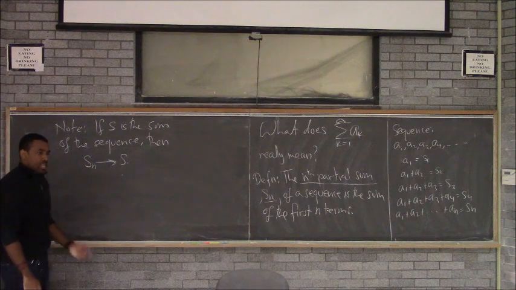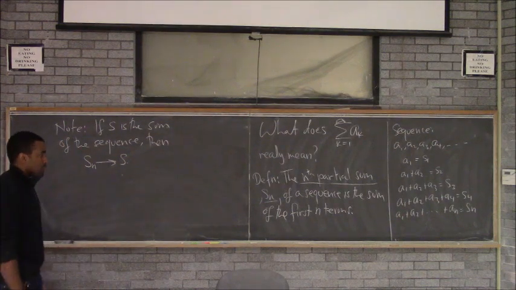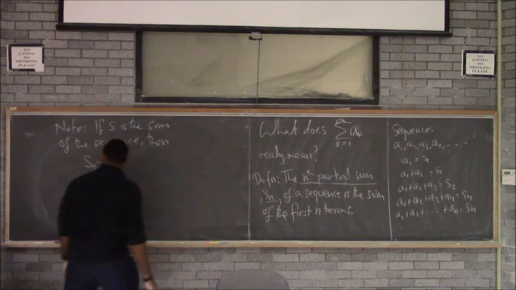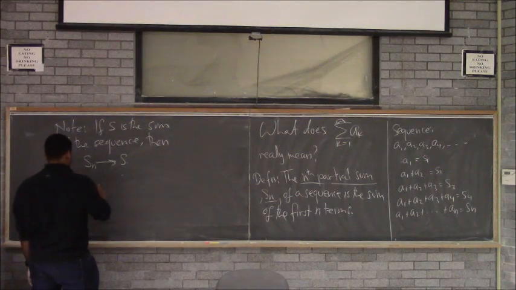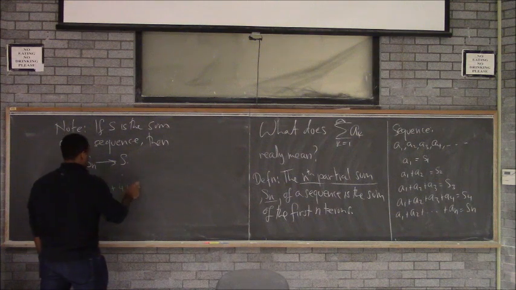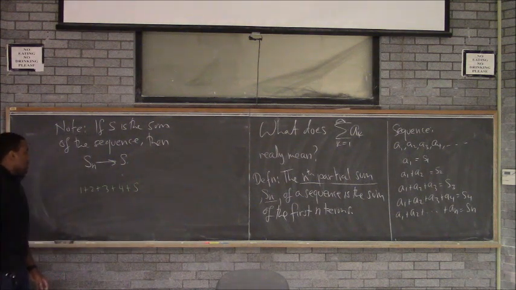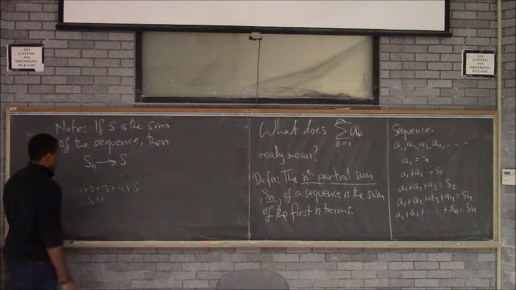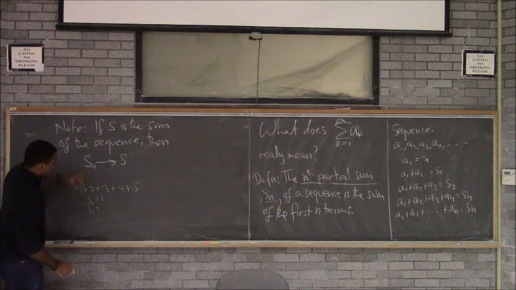You'll notice that the S_n's will approach S, right? So, I don't know, silly example. Let's say I wanted to add 1 plus 2 plus 3 plus 4 plus 5, right? So, I can start by adding 1. S1 equals 1. Then my S2 would equal the sum of the first 2.